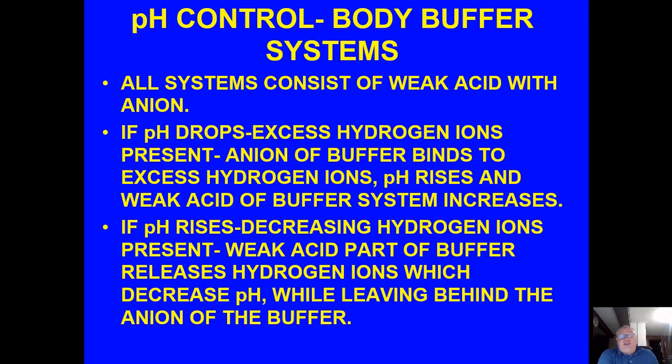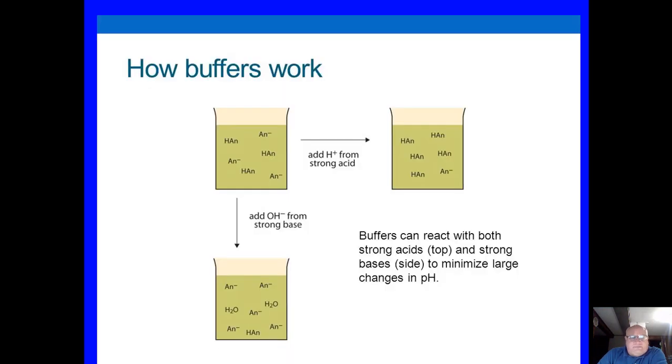Now, what if the pH did the opposite? pH rises, which means that the hydrogen ions are decreasing. Oh no, I need more hydrogen ions. Okay, so the weak acid part of the buffer releases the hydrogen ions, and that will decrease this pH, which was rising, and it'll leave behind the anion of the buffer.